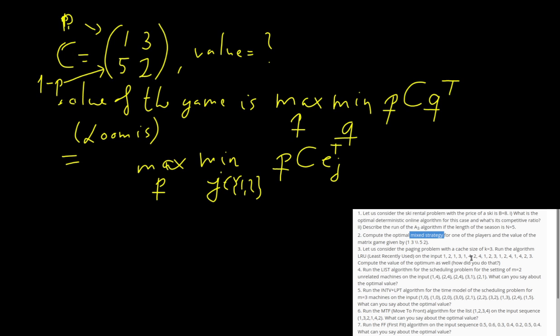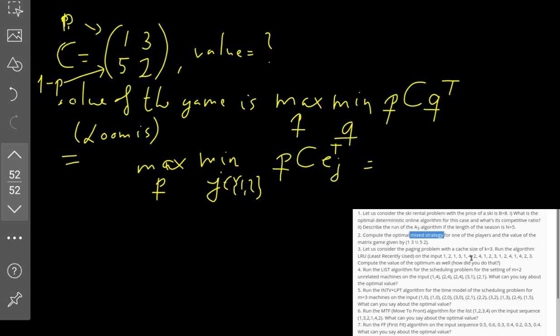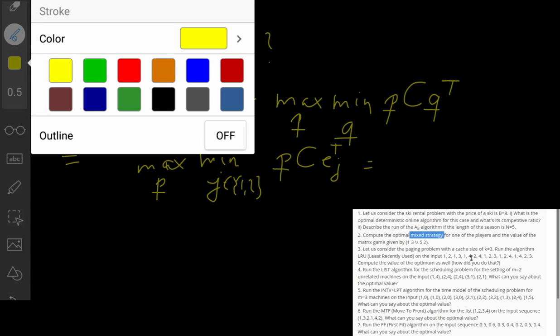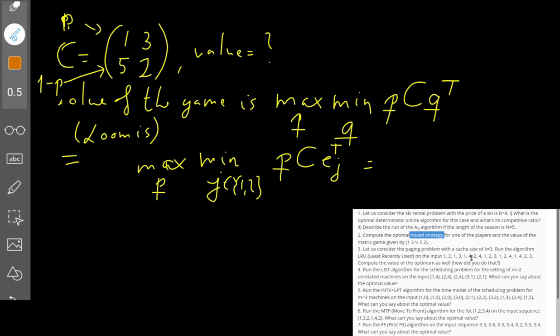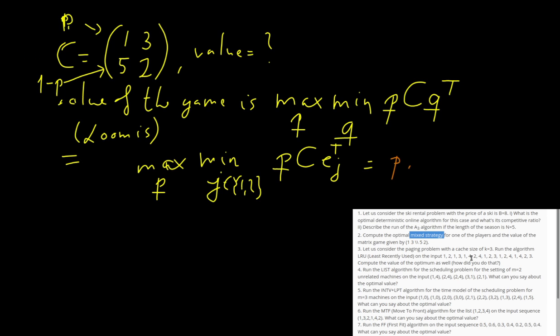Now what's this? So basically I'm switching colors, and you can do that if you wish as well. So it's just p and 1 minus p times this 1, 3, 5, 2. So this is the pC part. So this is p.